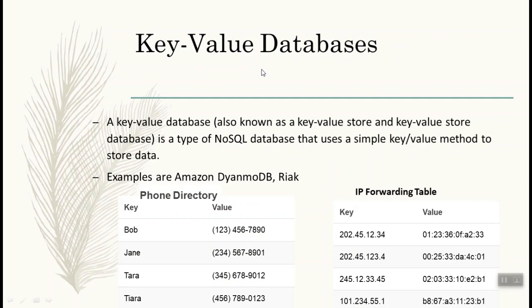A key value database is also known as a key value store. It is a type of NoSQL database that uses a simple key value method to store data. For example, we can take a phone directory, where we have the name as the key and the phone number as the value. We can also take an IP forwarding table as an example of key value, in which the IP address is the key and the MAC address is the value. So this type of table can be stored through a key value database. Examples are Amazon DynamoDB and Riak.